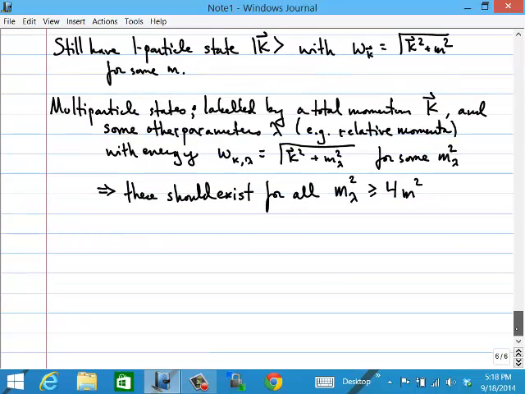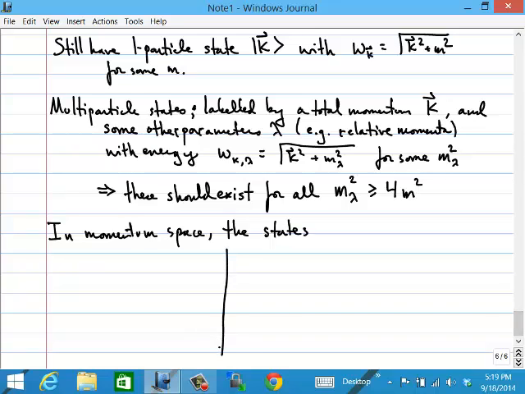So if you want a picture, then you could draw a picture in momentum space. The allowed states you could draw, say, in the P0 plane. So here, let's take the horizontal axis just to be P_x, for example.